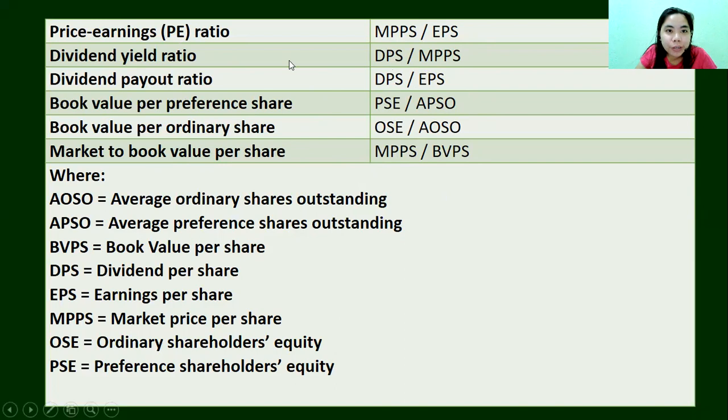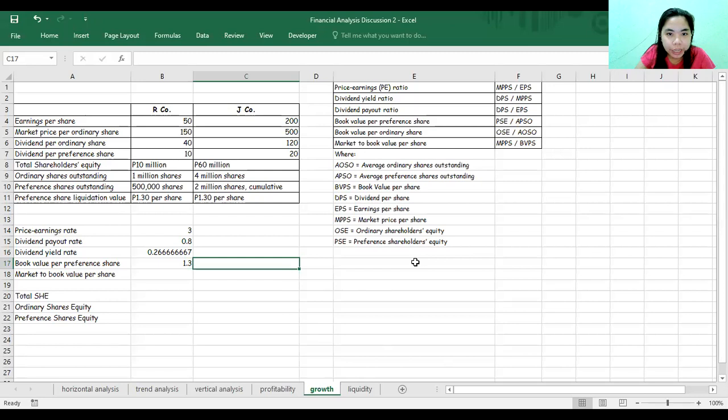So let's go to our example now to understand these ratios. We have here two different companies again, R company and J company. You have earnings per share, market price per ordinary share, dividend per ordinary share, dividend per preference share, total shareholders equity, ordinary shares outstanding, preference shares outstanding, and the preference share liquidation value. So these are the data for R company and J company.